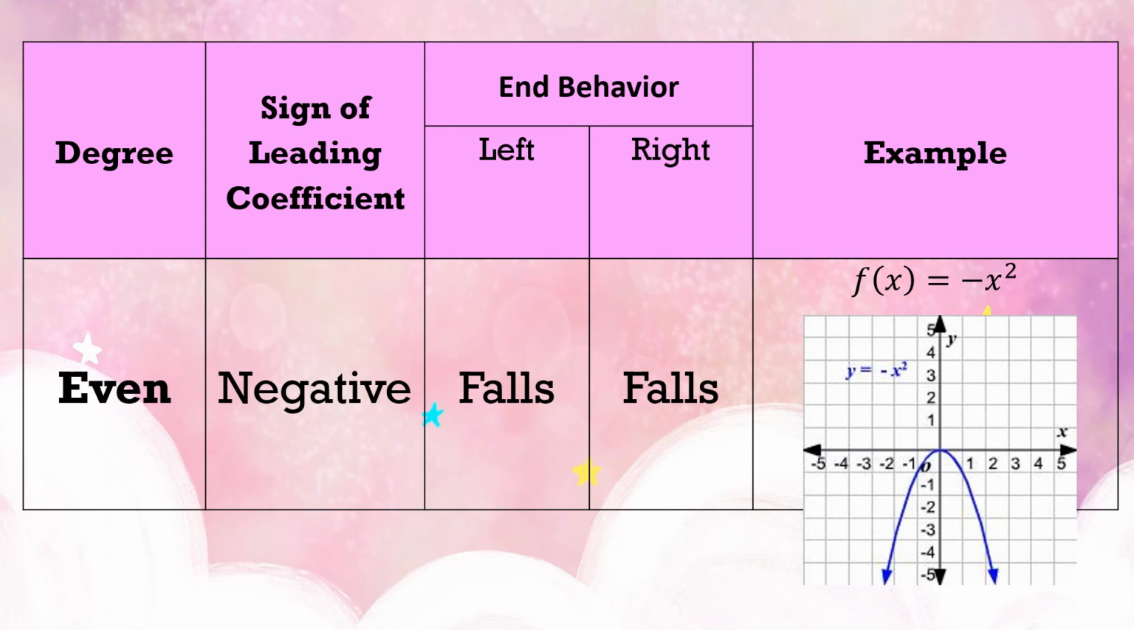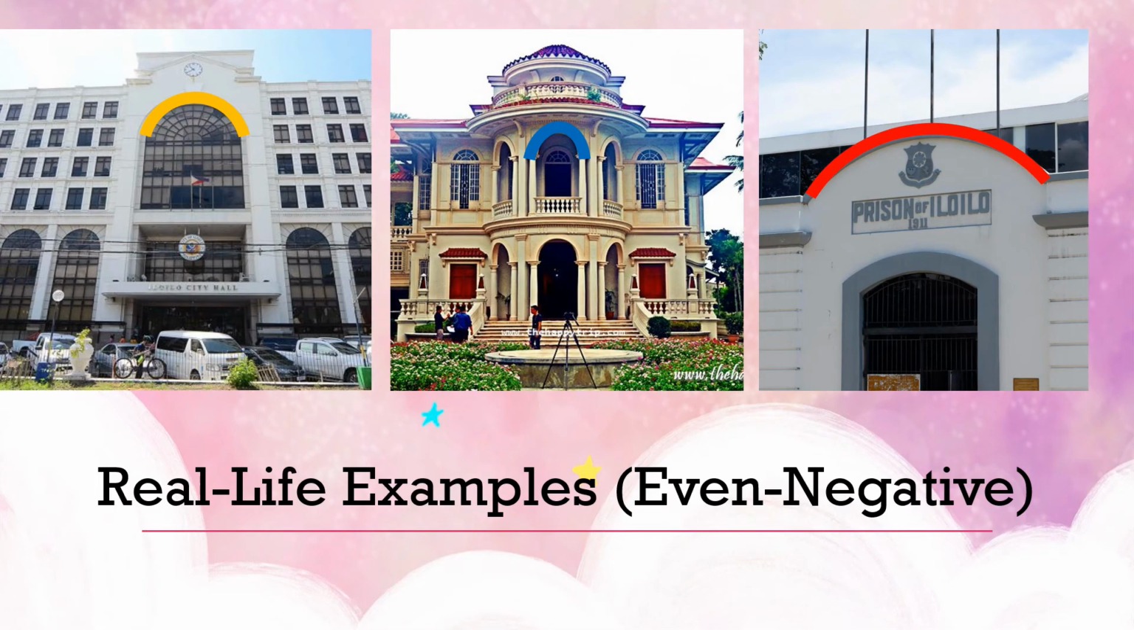Next, if the degree of the polynomial function is even and the sign of the leading coefficient is negative, then the end behavior of the graph both falls to left and right. Example of this is f of x is equal to negative x raised to 2. And as you can observe, the parabola is opening downward. And here are the real-life examples of the graph of an even negative polynomial function.